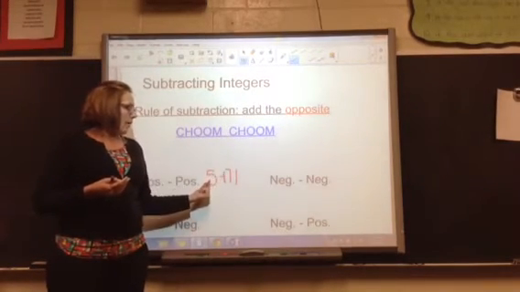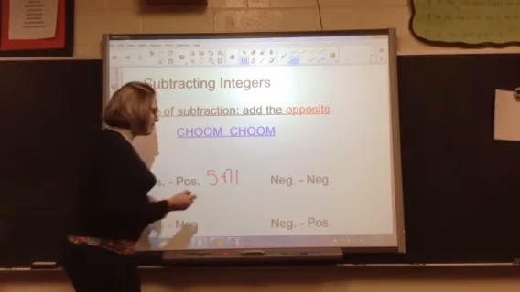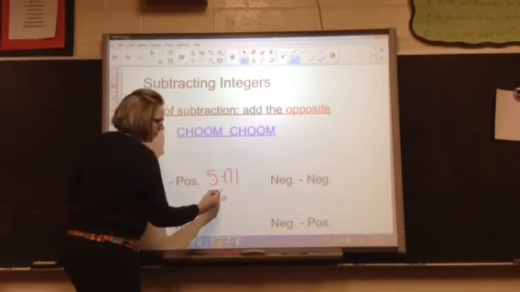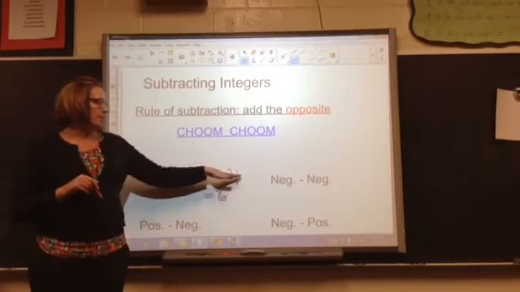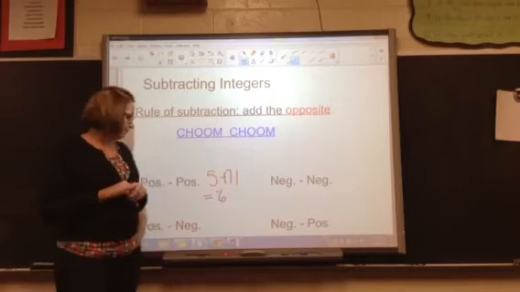11 is negative, 5 is positive, so I'm going to subtract. 11 minus 5 is 6. Keep the sign of the bigger number, so the answer is negative 6. So we started off with 5 minus 11, chum chum, equals negative 6.